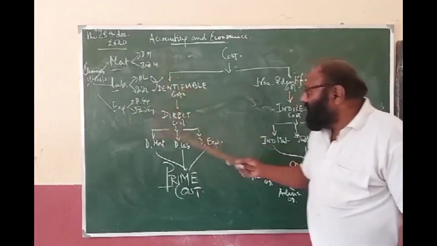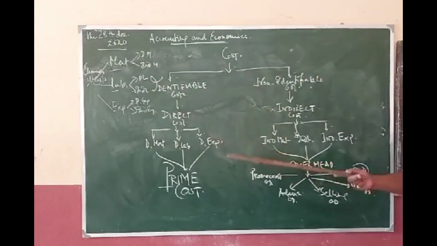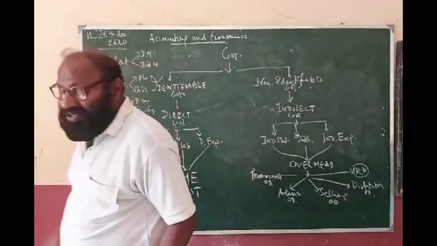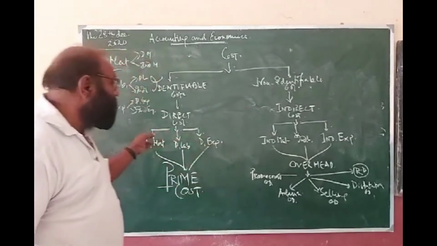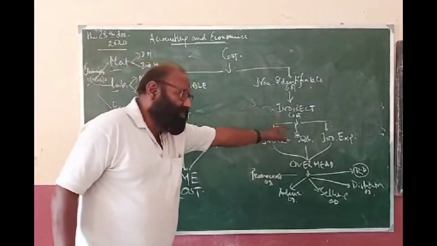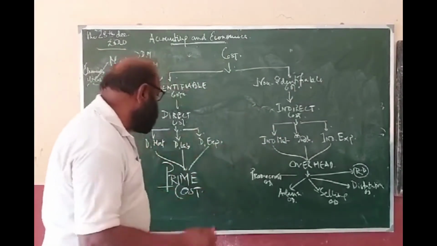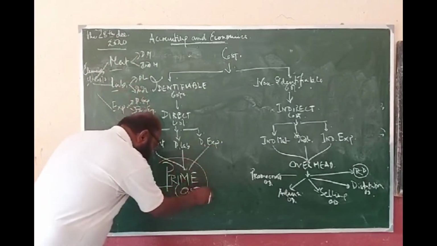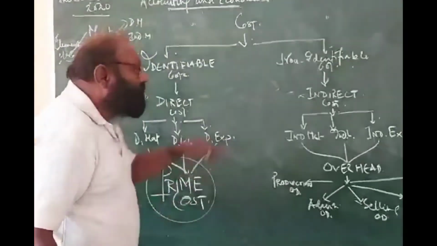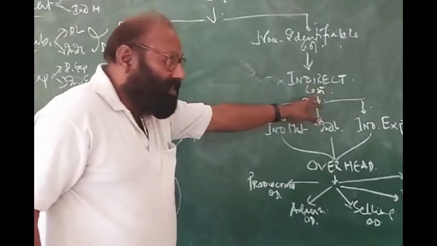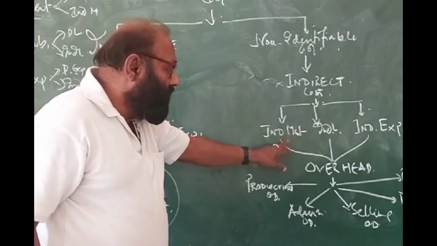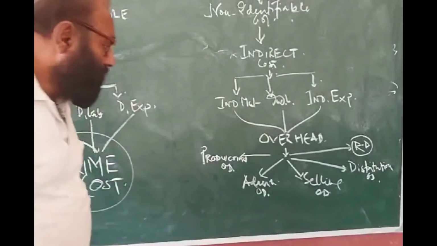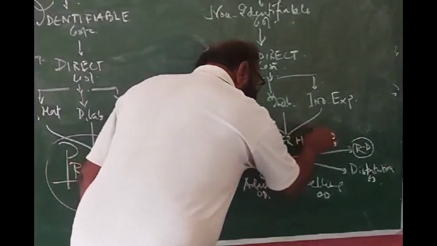Now, taking up all these things in this way, I can segregate costs into two parts. One is identifiable costs and the other one are non-identifiable costs. Identifiable costs are known as direct costs and non-identifiable costs are known as indirect costs. Direct costs are of three types: direct material, direct labor, direct expenses, and they are known as prime costs. Okay, and non-identifiable cost is indirect cost segregated into indirect material, indirect labor, indirect expenses, and that in common is known as overhead.